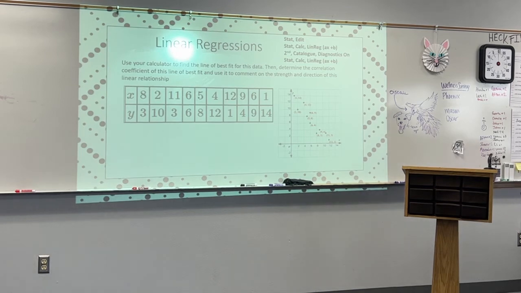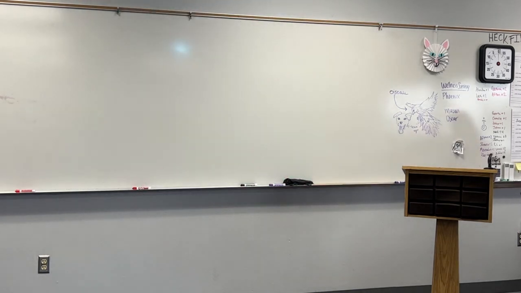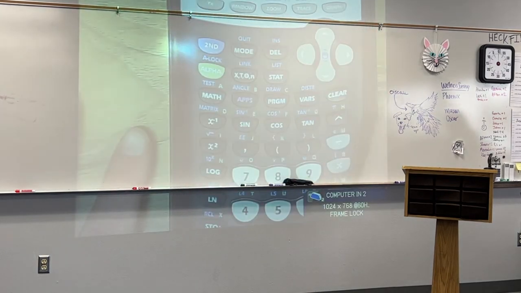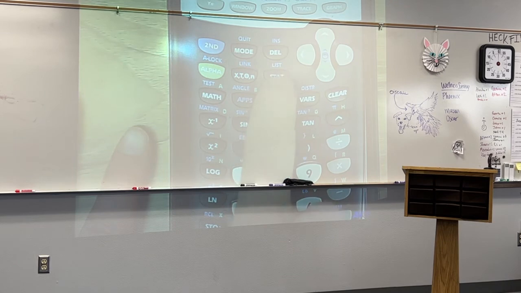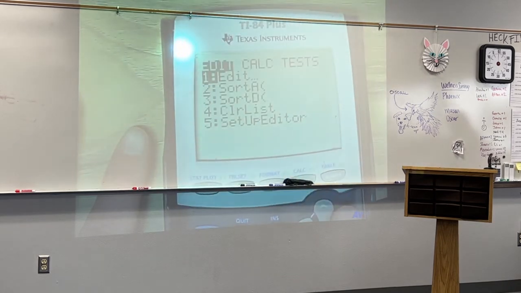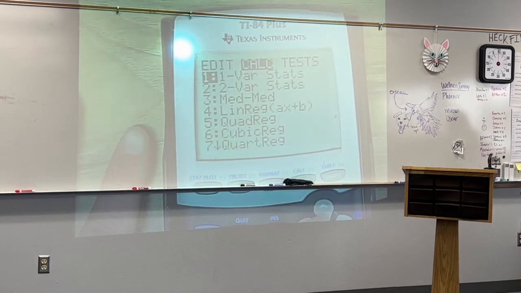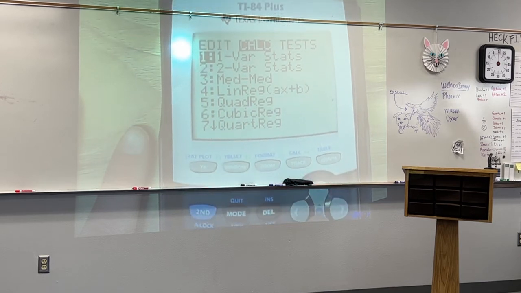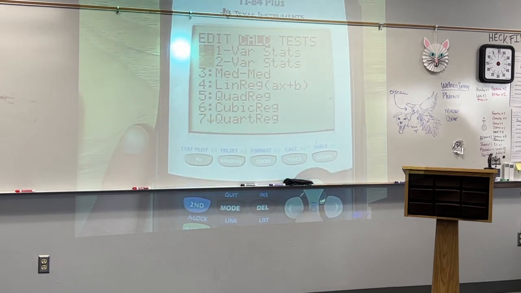Okay. Alright, so we're gonna go back. And now we're gonna go into stat calc, just like you told me to do before. So we're clicking back on stat. And now we're gonna go back to calc. If you saw the graph before, it was in the shape of a line. So we're not gonna do quadratic regressions because it's a line.